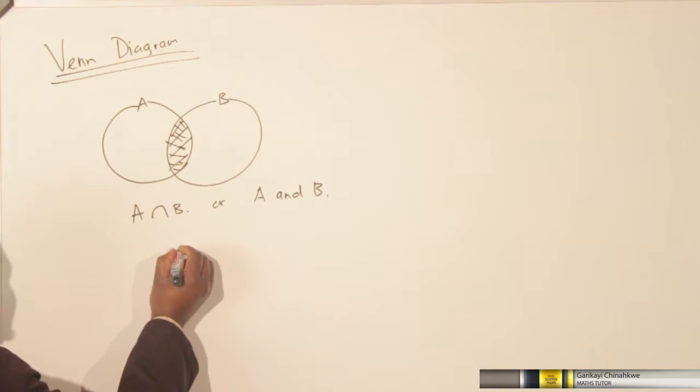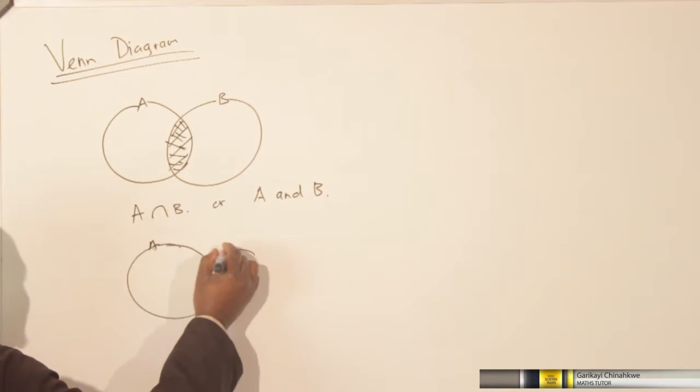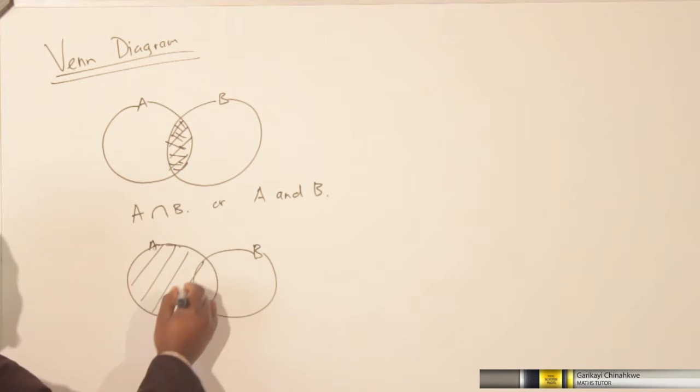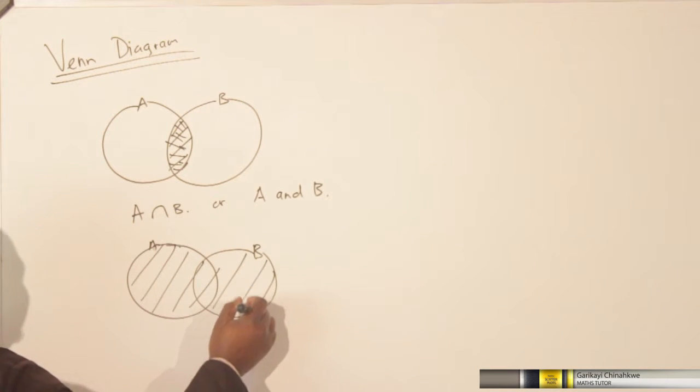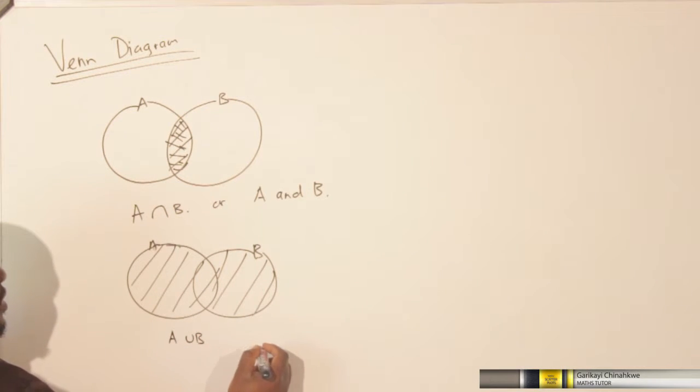Now, if you got something like this, let's say this is event A, and this is event B. I'm shading everything there. This is A union B, or we call it A or B.